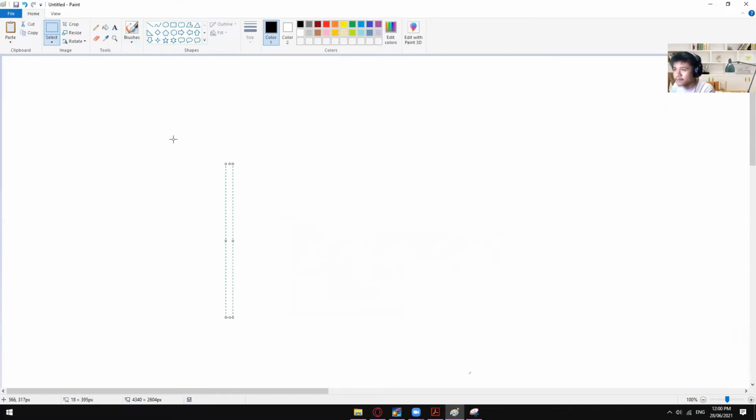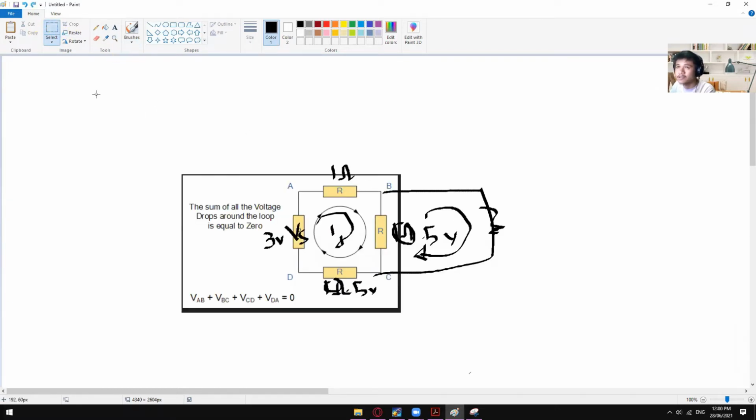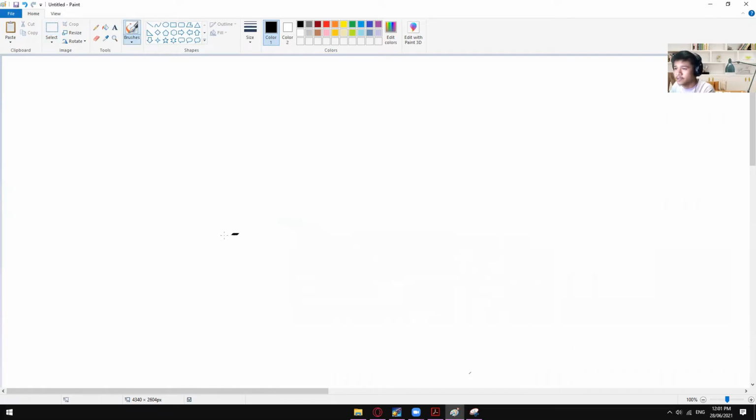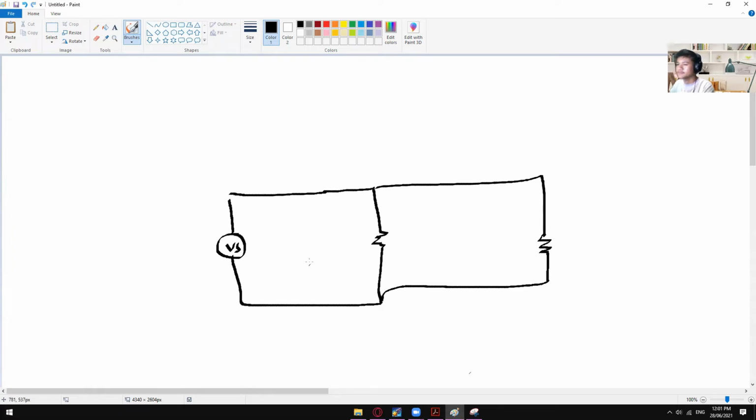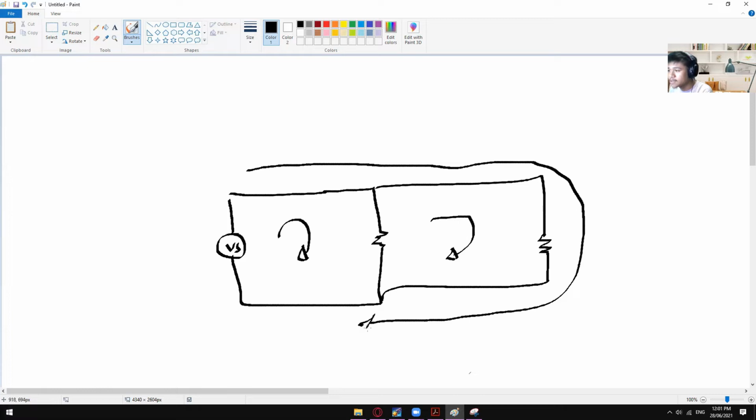Let's have this circuit right here. Let's say this is your voltage source, this is your resistor, and then another resistor right here. So just a typical parallel circuit. I did mention a while ago that this is your first loop, this is your second loop, but you can also have a loop on the outside. That is also possible. So all in all, we have three loops.